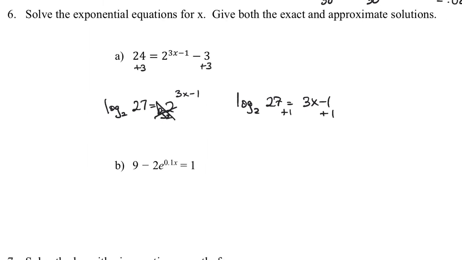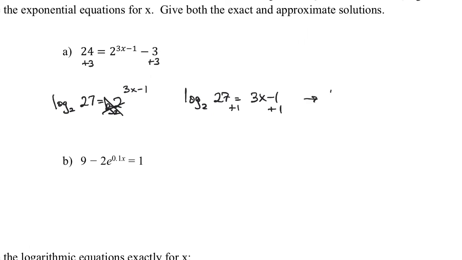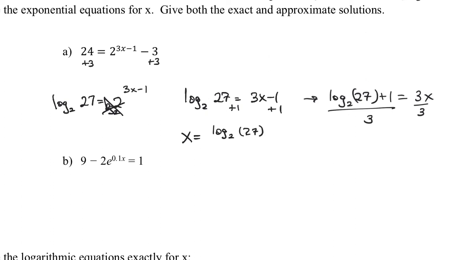So now we have log base 2 of 27 plus 1 equals 3x. So we can divide by 3 and divide by 3. So the exact value for x is log base 2 of 27 plus 1 divided by 3. That's the exact value. It also wants the approximate solution.